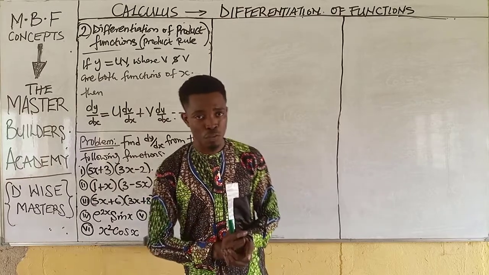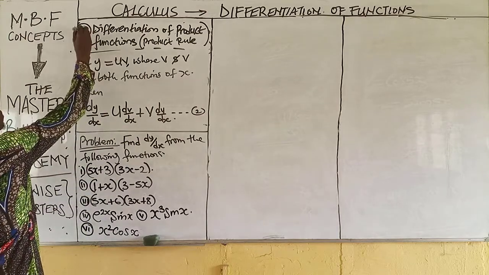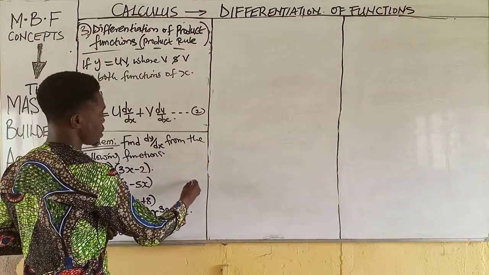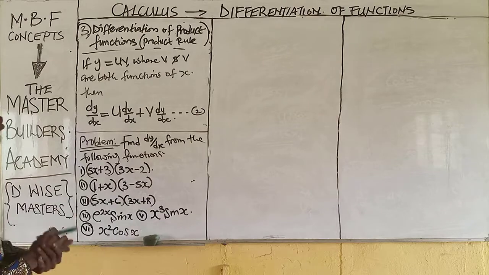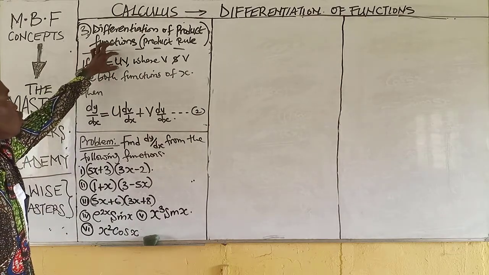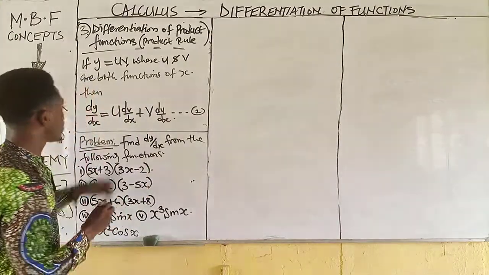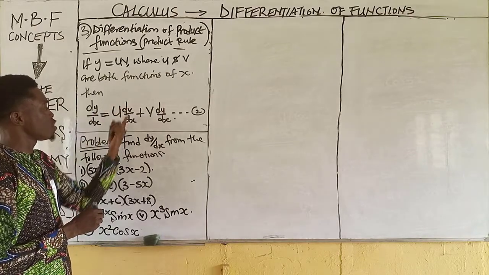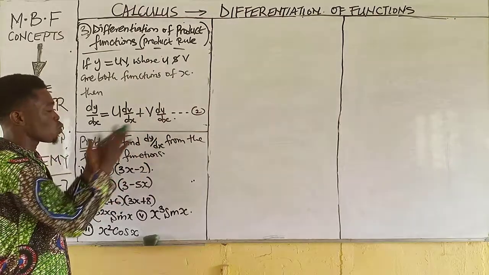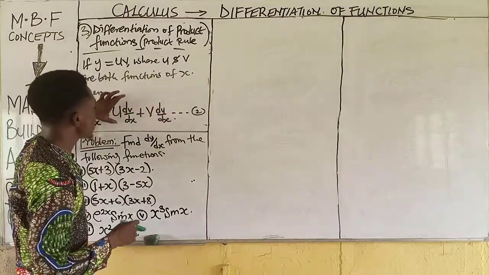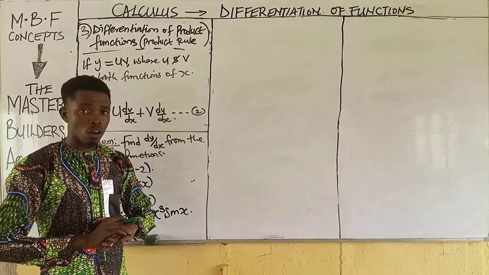We have been looking at differentiation of functions, and now we are going to be looking at differentiation of product functions very quickly. In differentiating product functions, if y is equal to uv, where u and v are both functions of x, then dy over dx is equal to u multiplied by dv over dx plus v multiplied by du over dx. Of course, anyone can come first. The relationship between the first term and the second term is commutative. Therefore, anyone can come first.